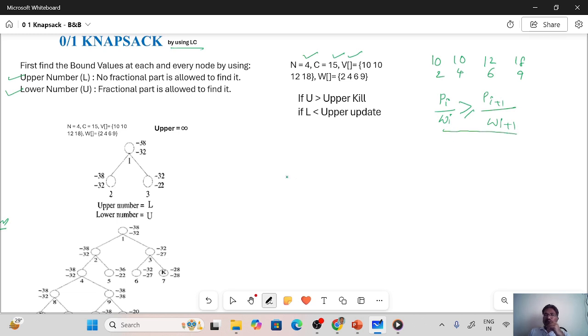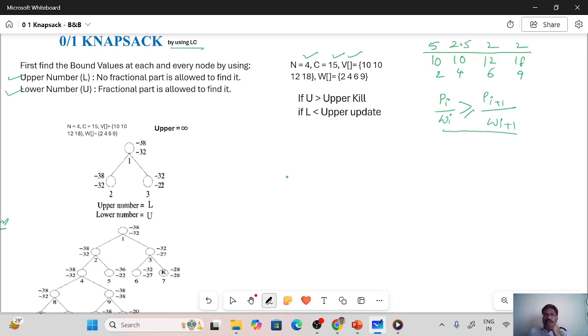Now what is 10 by 2? 5. What is 10 by 4? 2.5. 12 by 6? 2. 18 by 9? 2. Yes, I have the same order, so no need to change it. If it is not, we must change it.